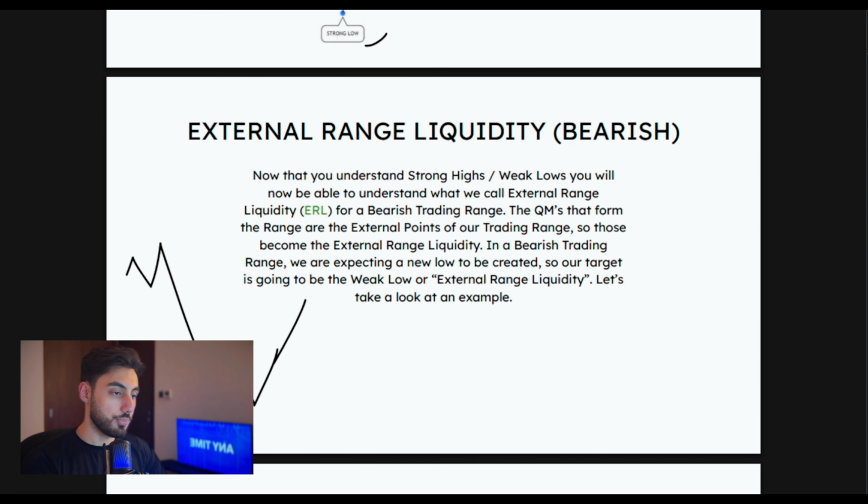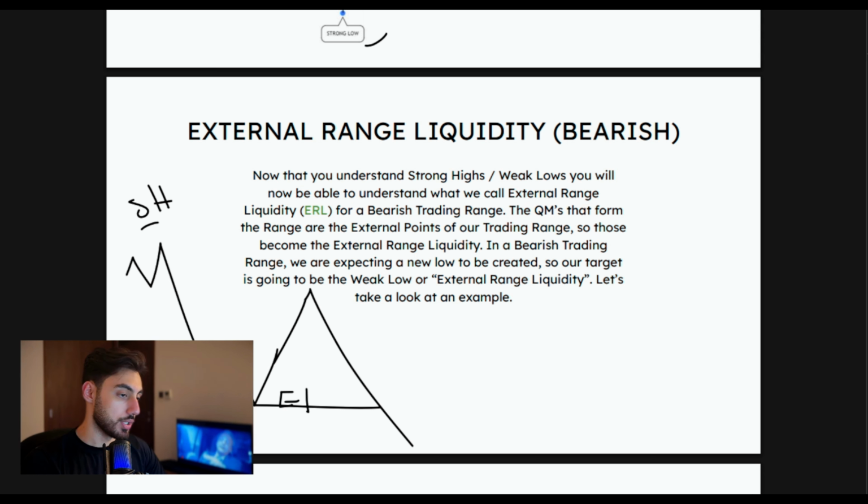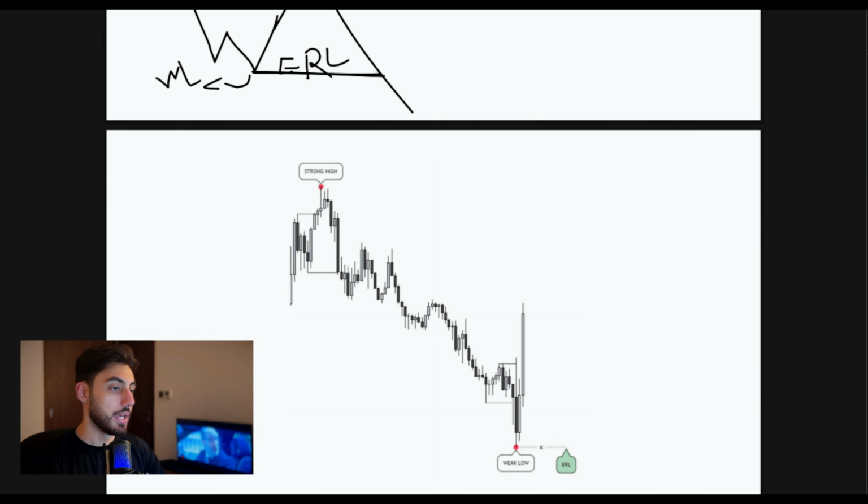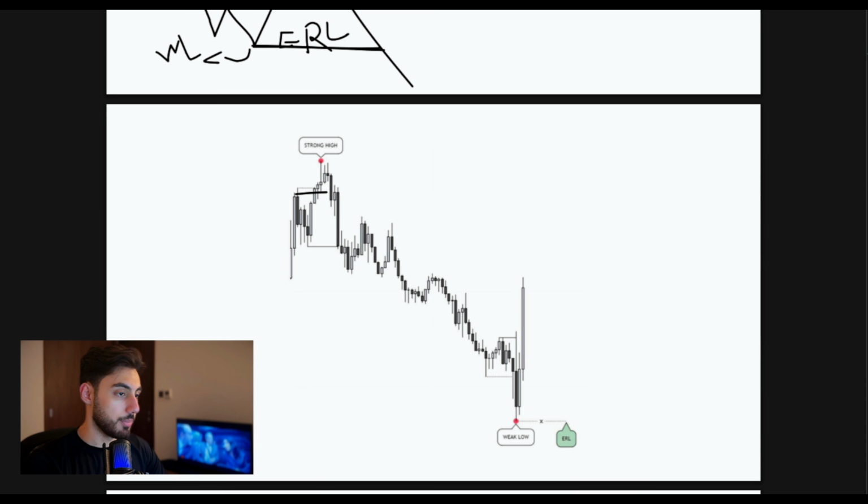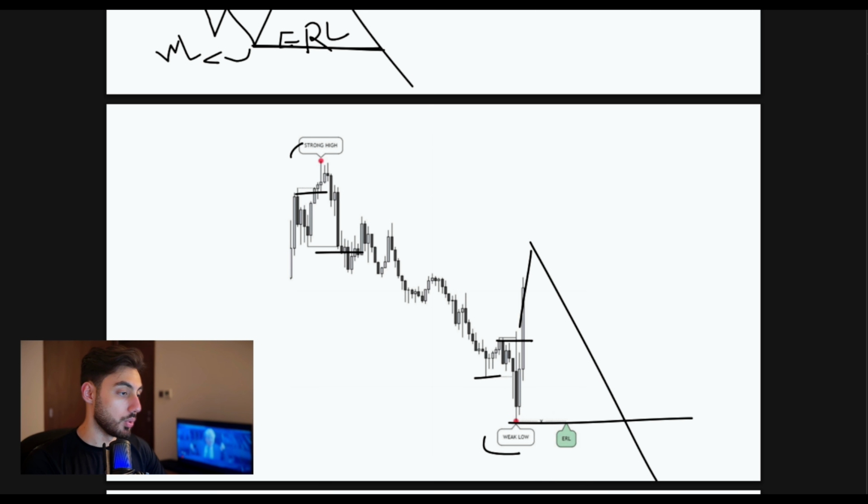We are expecting price to create a new low. So the weak low here, this is the weak low in the bearish trading range, and this is the strong high. Okay, it's going to be our external range liquidity point. So this is going to be the weak low, the external range liquidity for us in the bearish trading range. And this is the example. It's the bearish trading range here. Stop hunt, break of market structure, stop hunt, break of market structure, strong high, weak low. We are expecting price to create a new low by taking out this weak low as our external range liquidity.